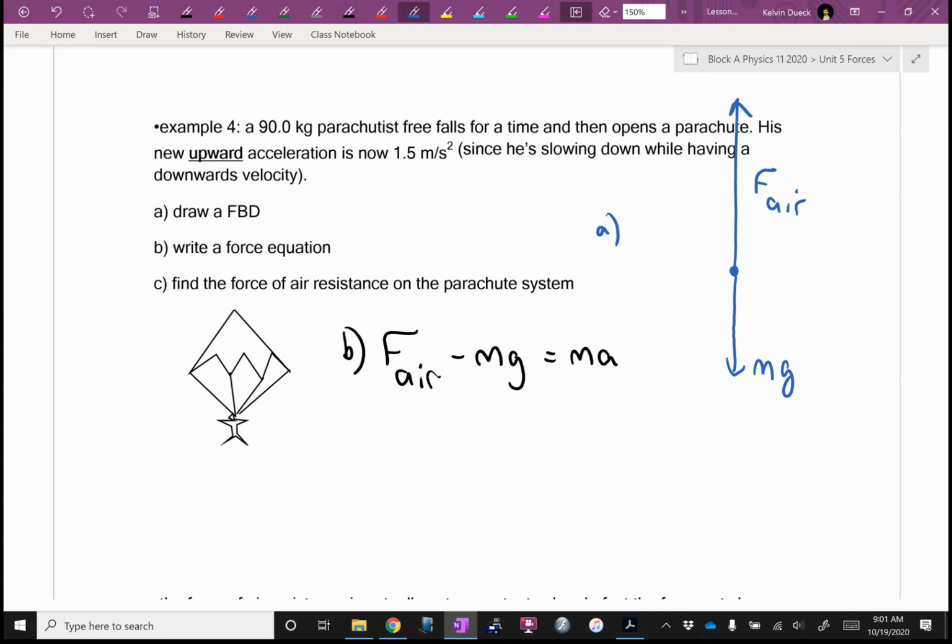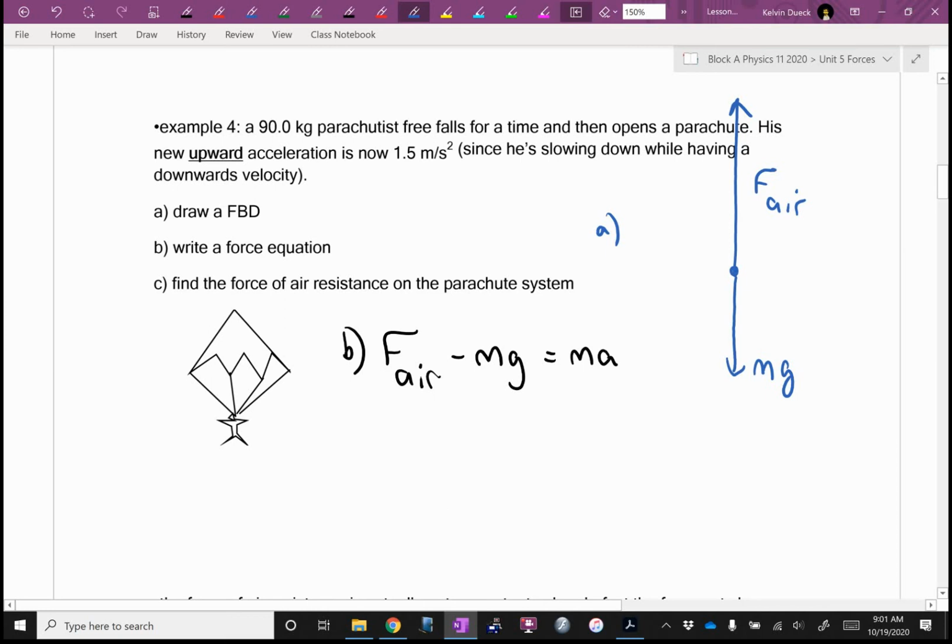What's part C want me to find? Air resistance. It wants me to get F air by itself. Is this a swappy dance one? Is there a minus in front of the F air? No. So this is not a swappy dance one.